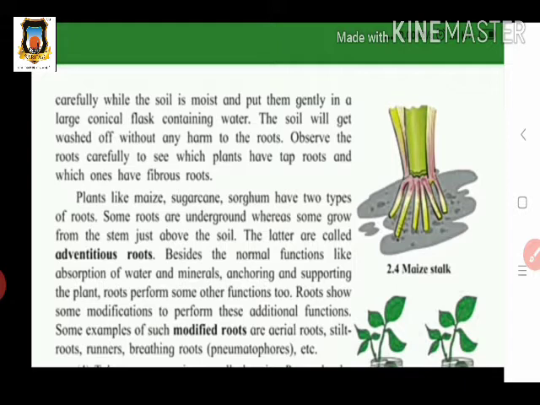If we keep this plant in a conical flask with water, all the soil sticking to the roots gets removed without harming the roots. So our roots get protected, and we can observe the types of roots. We see carefully which plants have tap roots and which ones have fibrous roots. You do this activity for sorghum, maize, pea, and coriander.